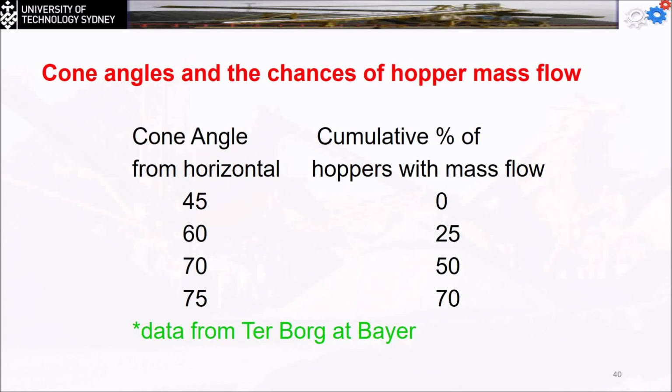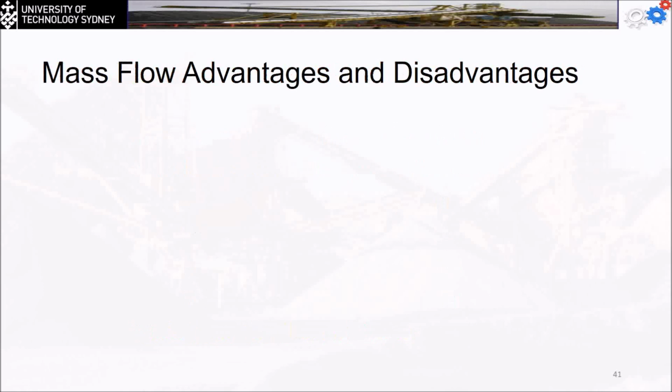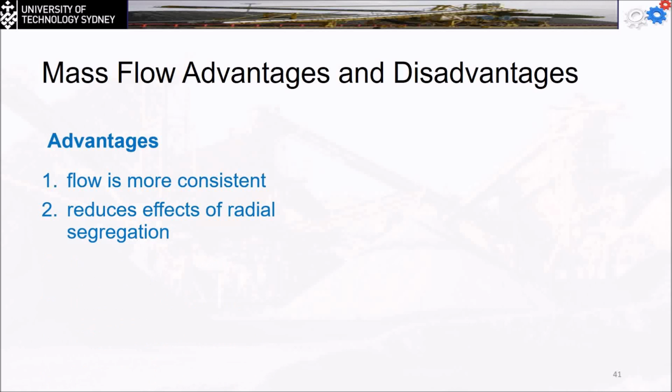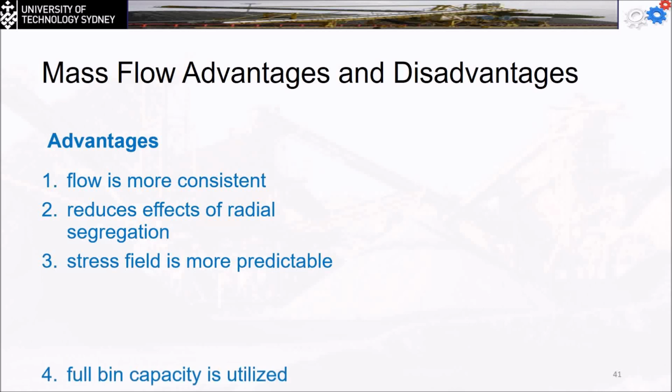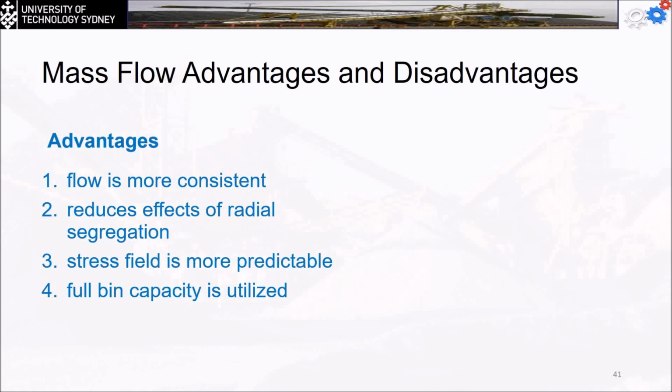So the massive flow advantages and disadvantages. It's not 100% good, but it's the best. The flow is going to be more consistent. Everything is going to be emptied at the same time. The reduced effect of the radial segregations. The stress field is going to be more predictable. Full bin capacity can be utilized. And first in, first out. So whatever you put in first is going to be at the bottom, is going to leave first.